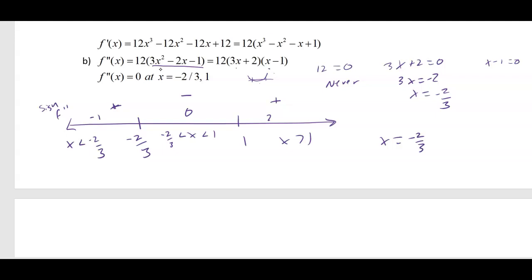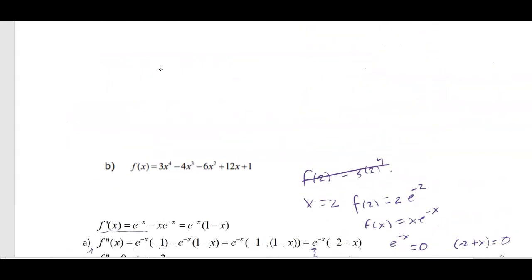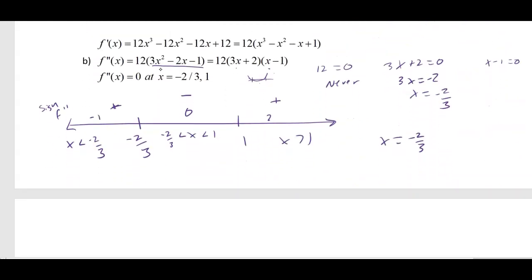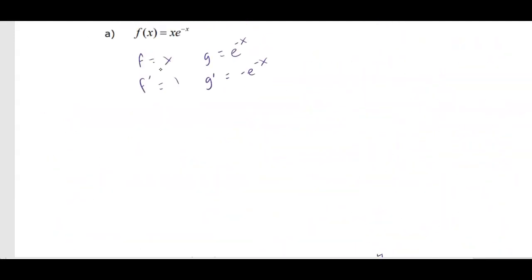So the inflection points occur at x equals negative 2/3, and you can put that into your original function to find the y coordinate. That original function is back here: 3x to the 4th minus 4x cubed minus 6x squared plus 12x plus 1. If you need the y coordinate, you could use your calculator to help you with that if you wanted to. And the other one is at x equals 1. If you need the y coordinate, put that back into the original function. But let's go back and make sure we answered the question.